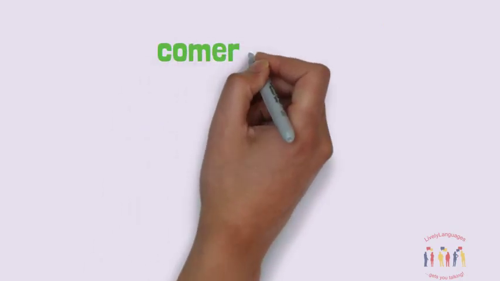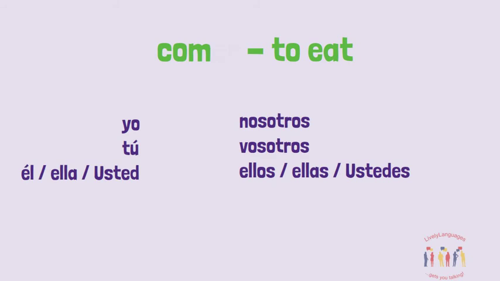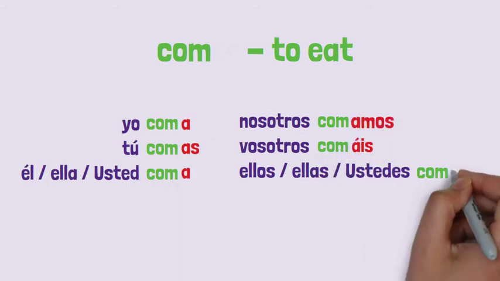And here's the ER verb comer, to eat. Same process. Take off the ER, add the pronouns and then the endings to this stem. And we're left with coma, comas, coma, comamos, comáis, coman.